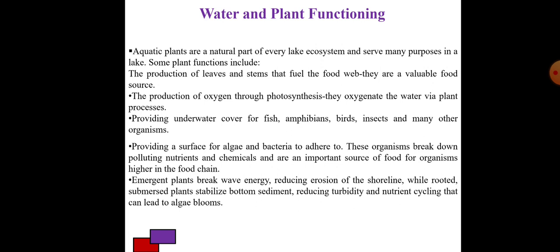So in this water and plant functioning, the nutrient cycle, the food chain and food web, all the aquatic organisms are dependent on each other. Emergent plants break wave energy, reducing erosion of the shoreline, while rooted submerged plants stabilize bottom sediment, reducing turbidity and nutrient cycling that can lead to algae bloom. So these are some water and plant functions.